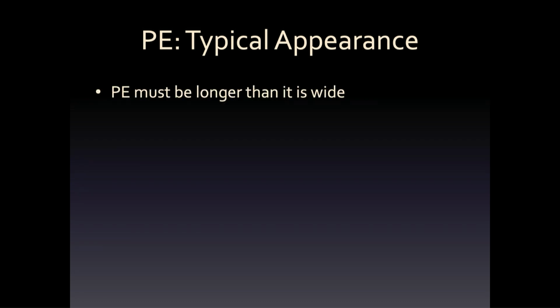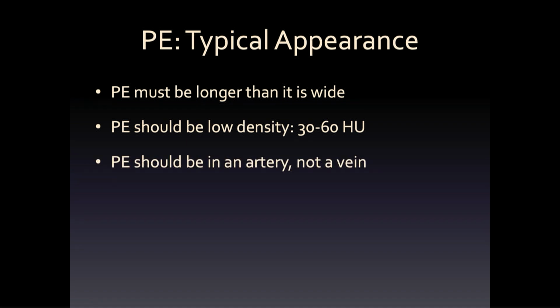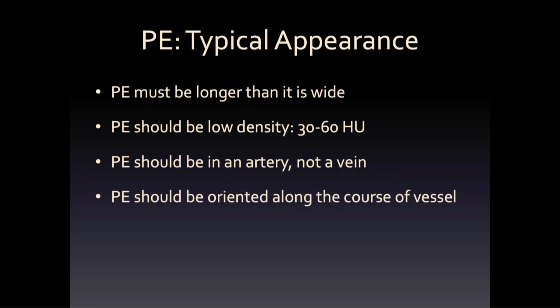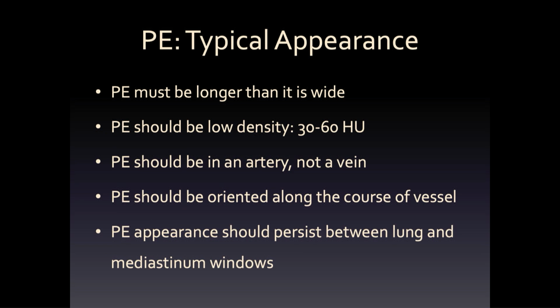Here's a list for you. These are the ones I use. PEs should be longer than wide. They should be clot density. Sounds obvious, but they should be in an artery and not a vein. This is a good one. They should be oriented along the course of the vessel. I'll show you some examples. And then here is my favorite. You should remain convinced if you switch between soft tissue and lung windows, you should still think you're looking at a real PE for you to call it.